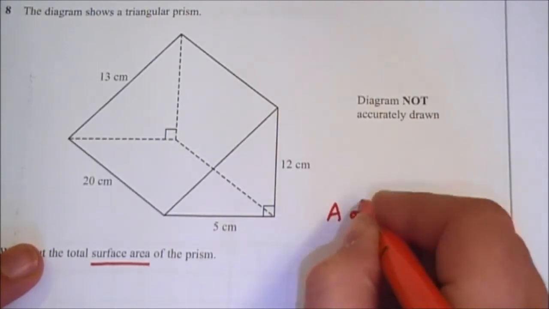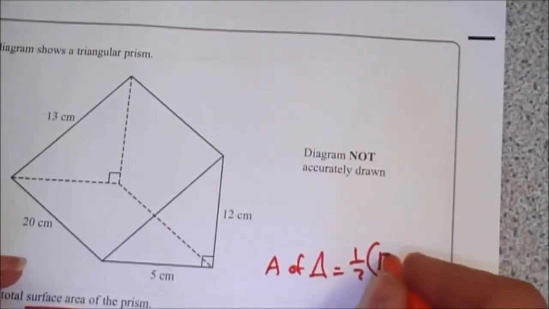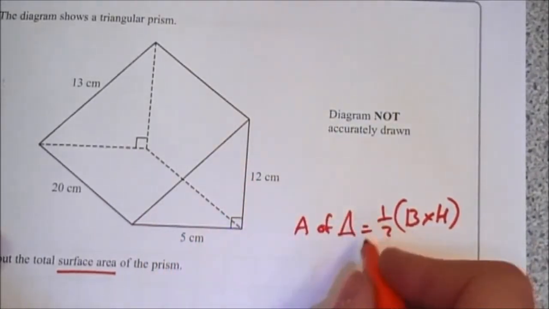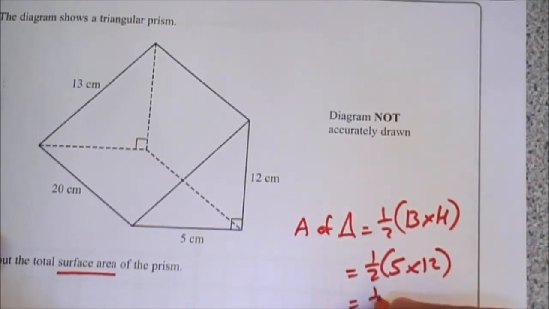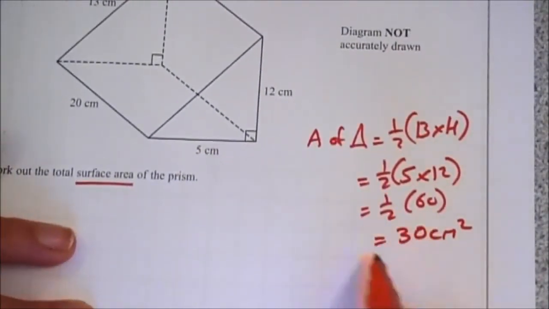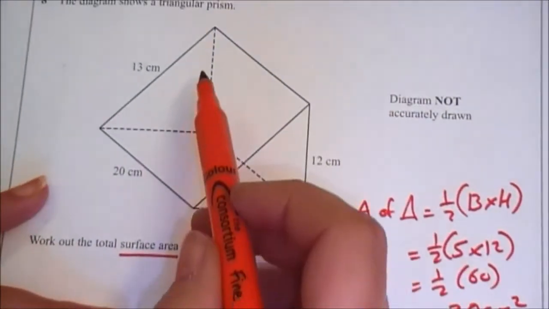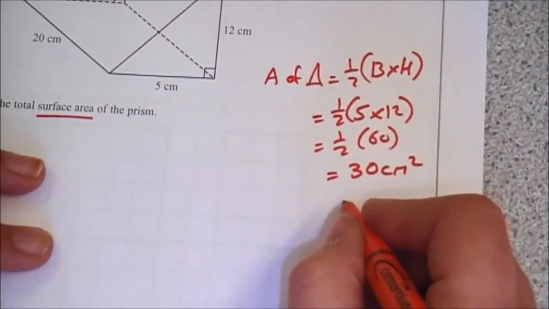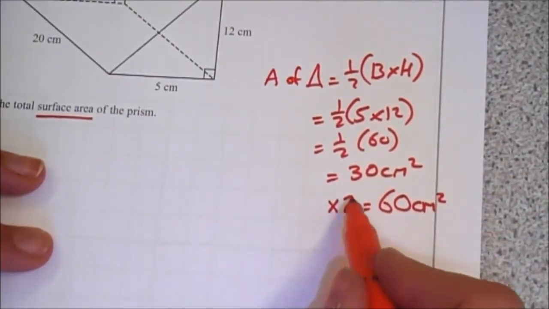So area of triangle equals half base times height. So that is a base of 5 and a height of 12. So that's half of 5 times 12. So that's half of 60, which is 30 centimetres squared. So one of the triangles is 30 centimetres squared. Now I've actually got that triangle and this triangle, and they're both the same, so they're both 30. So I've got 2 lots of that. So there's 60 centimetres squared in both triangles.